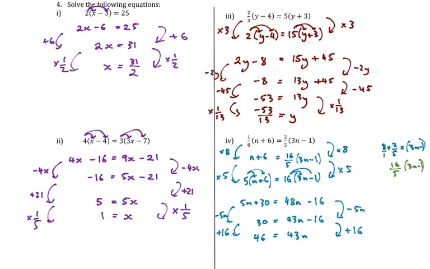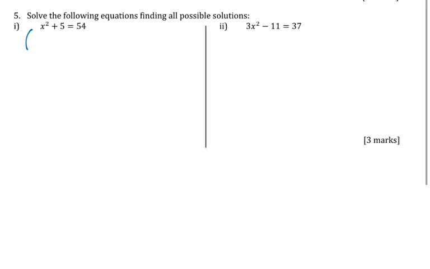Okay, now use a multiplicative inverse. We have 43 times n on the right-hand side, so to undo 43 times, we're going to need to times by 1 over 43 on both sides. So times by 1 over 43 on the left-hand side gives us 46 over 43. Times by 1 over 43 on the right-hand side gives us just n. So we have n is equal to 46 over 43, which is the final answer. Let's move on. Okay, so here we have an equation with a squared term.